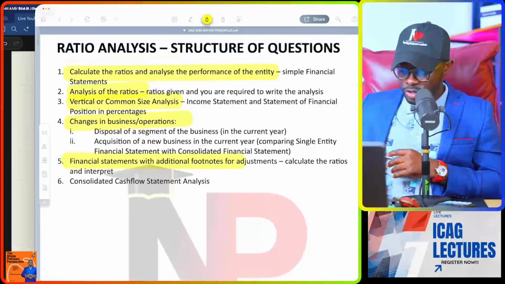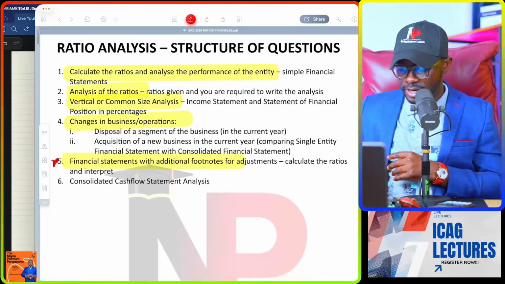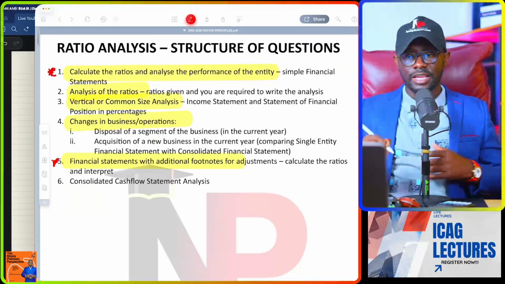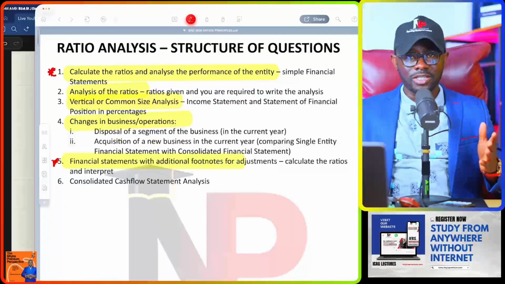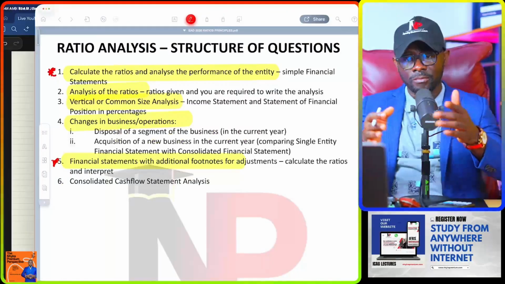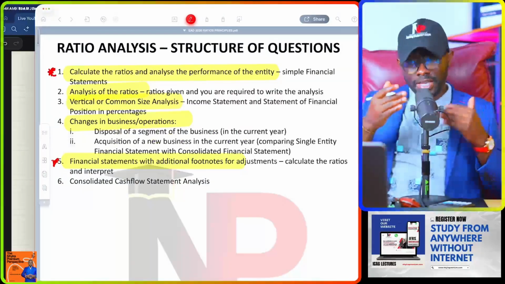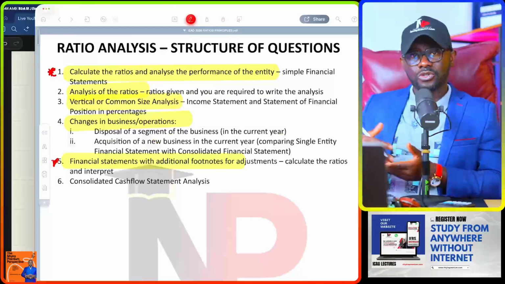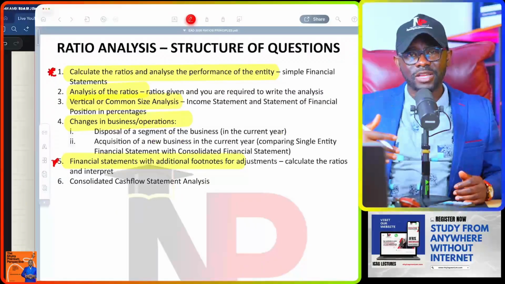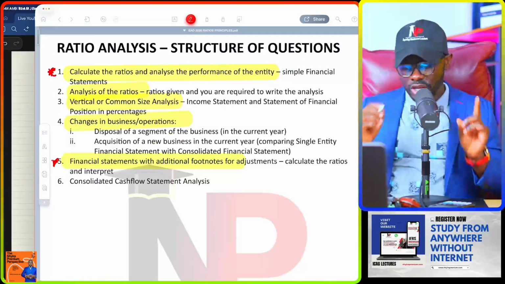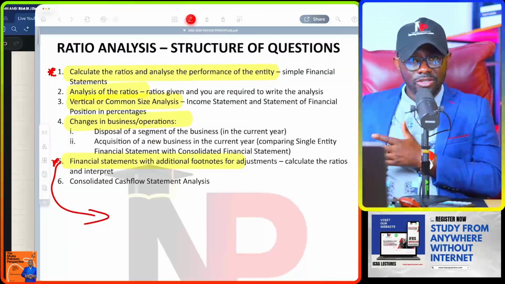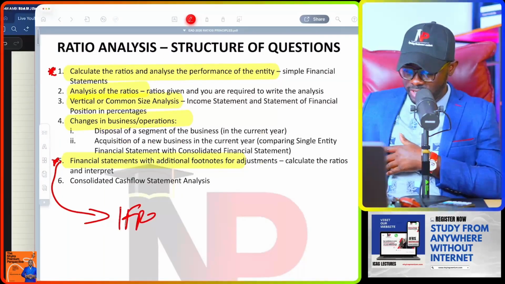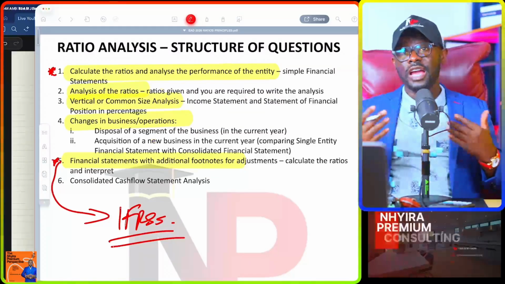The difference between the fifth styling of question and the first styling of question is that in the first styling of question, there are no footnotes. You are just calculating ratios with a financial statement given. But in the fifth styling of question, there are footnotes, and the footnotes will then require you to make adjustments to the financial statement. Usually, in that styling of question, the adjustment that you will make to the financial statement will be dependent on your understanding of the IFRSs.